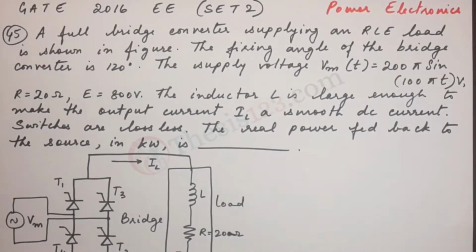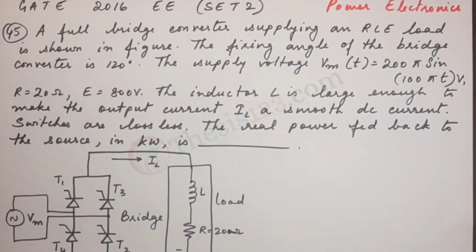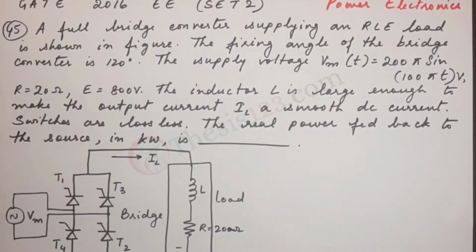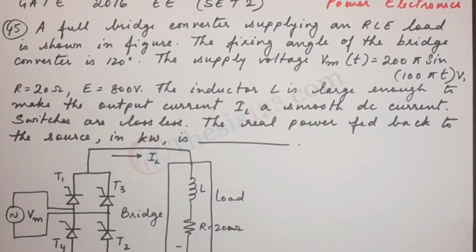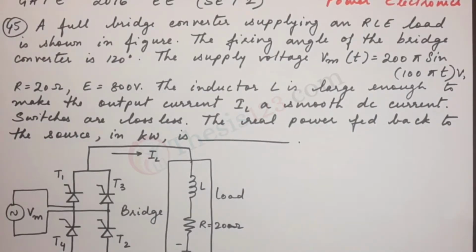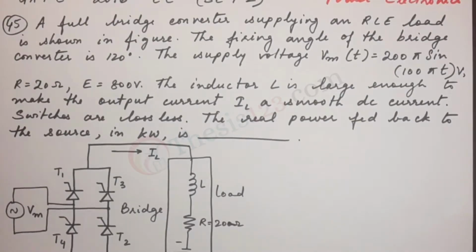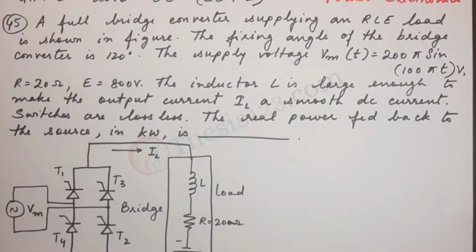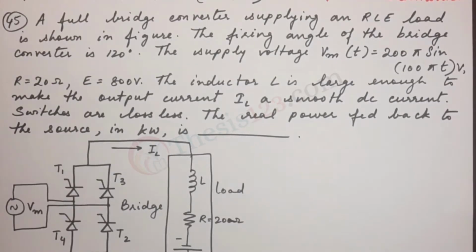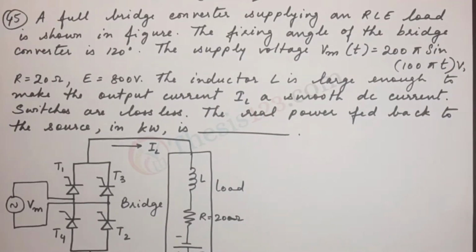A full bridge converter supplying an RLE load is shown in the figure. The firing angle of the bridge converter is 120 degrees. The supply voltage Vm of t is equal to 200 pi sine of 100 pi t volts. R is 20 ohms, E is 800 volts, and the inductor L is large enough to make the output current a smooth DC current. Switches are lossless. The real power fed back to the source in kilowatts is dash. Okay, this is not a multiple choice question, so let's work it out.